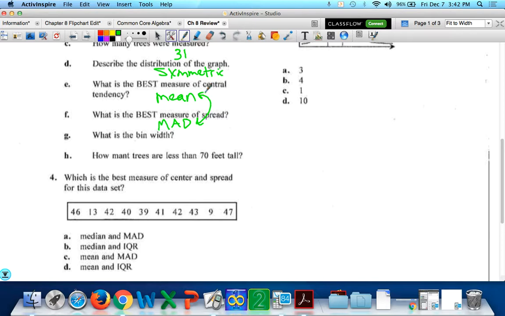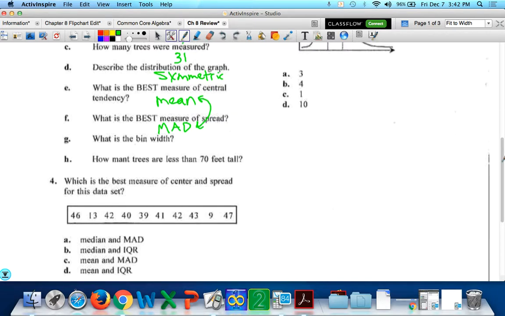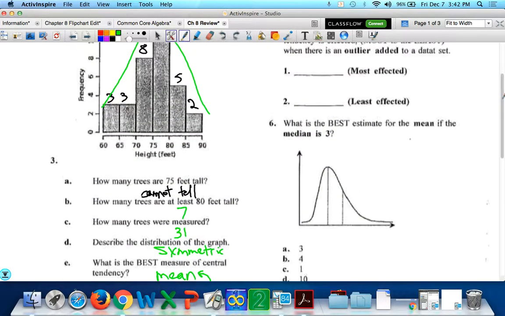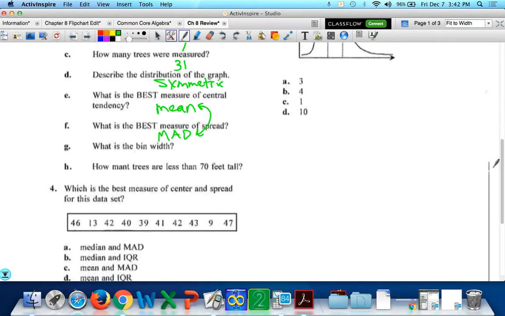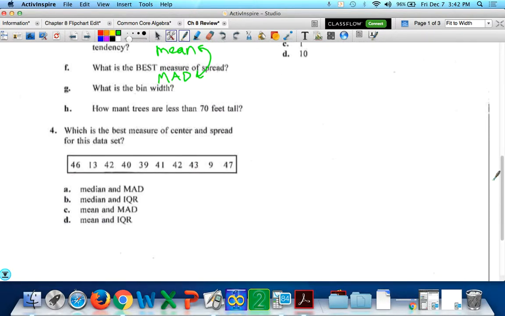What is the bin width? Okay, the bin width just means how wide is each bar. Now, I've had a lot of people tell me that each bar is 4.9 repeating wide. You don't have to be that cute and that fancy with it. Each bar is 5 numbers wide, 70 to 75, 80 to 85, things like that, okay?